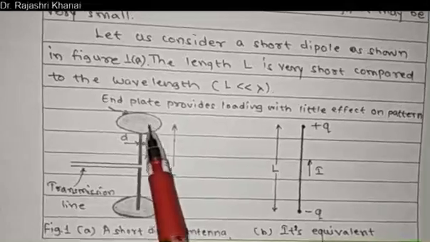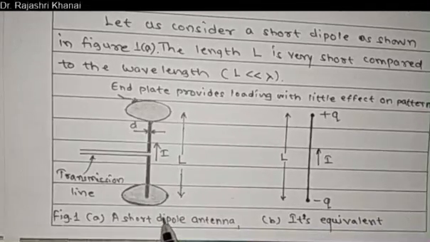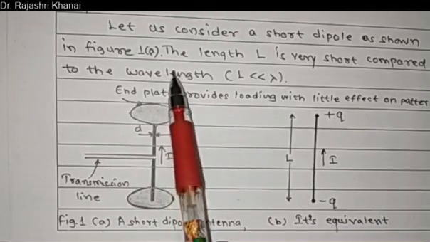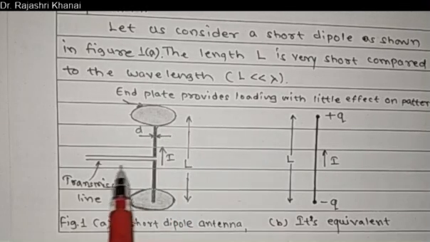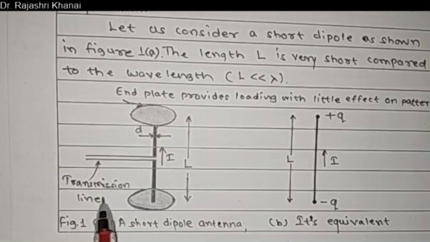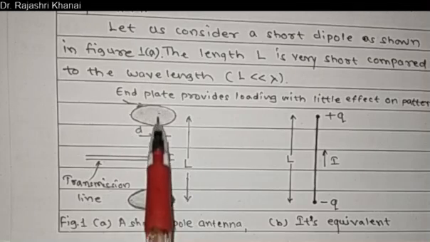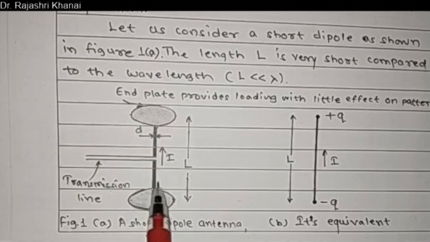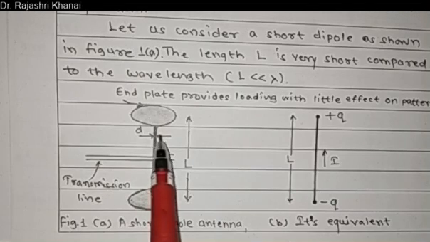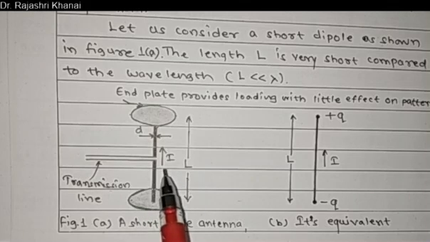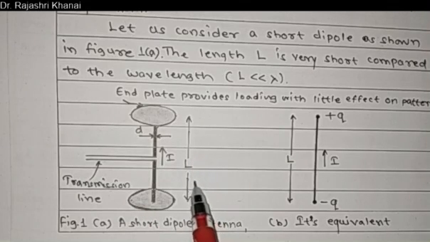You can see a typical structure of a short dipole shown here. There are 2 plates at the 2 ends. In fact, it is only one conductor and there is a transmission line. The transmission line is not part of the antenna. The antenna consists only of this small conductor of length L. The diameter of this conductor is still smaller than L, so it cannot be considered in the analysis of antennas. The length of the antenna is L, which is very small compared to lambda.